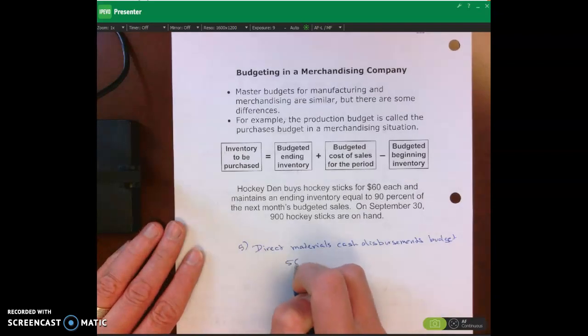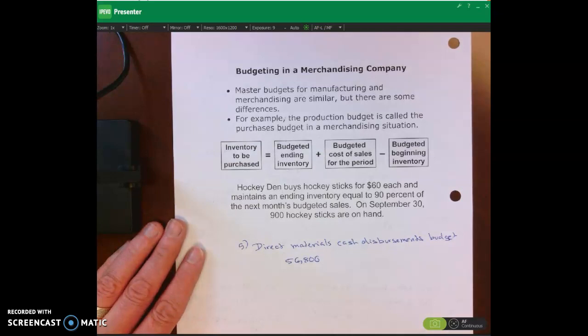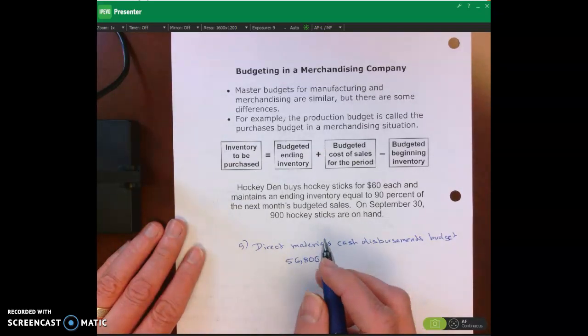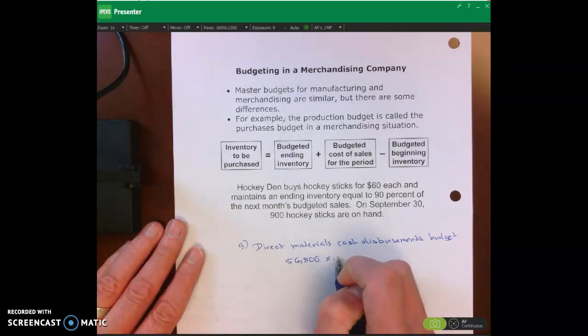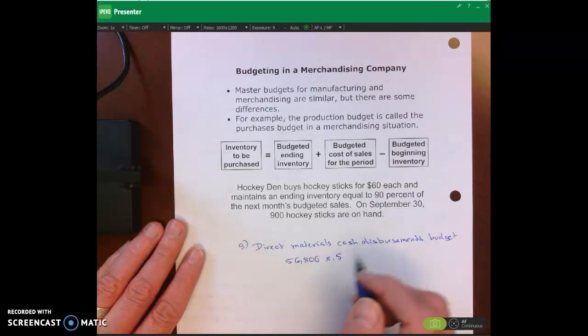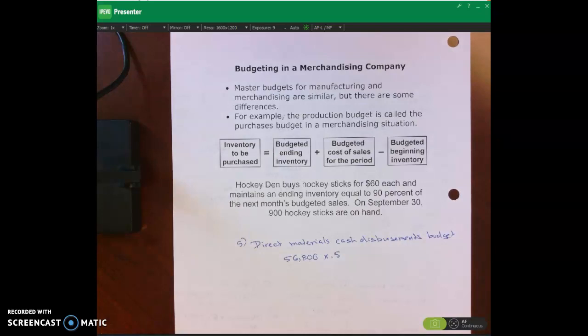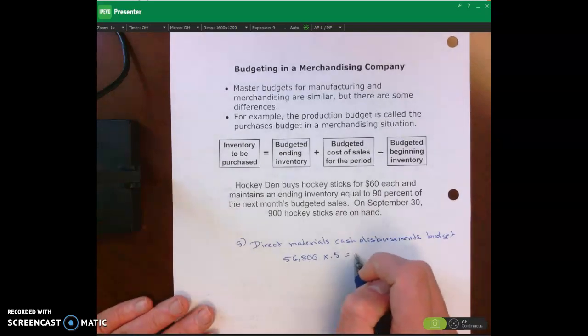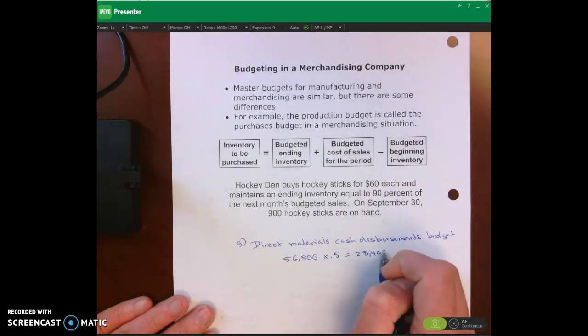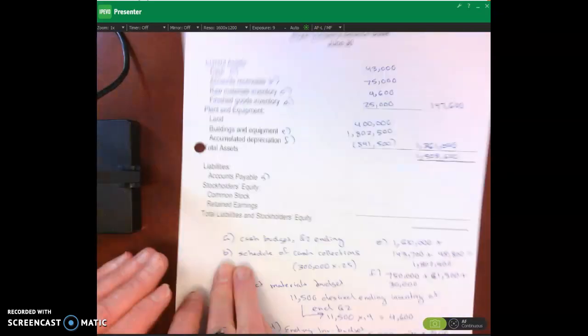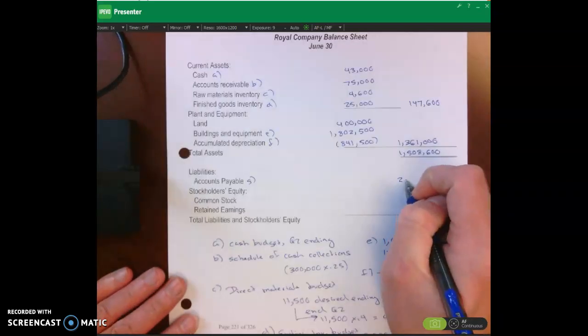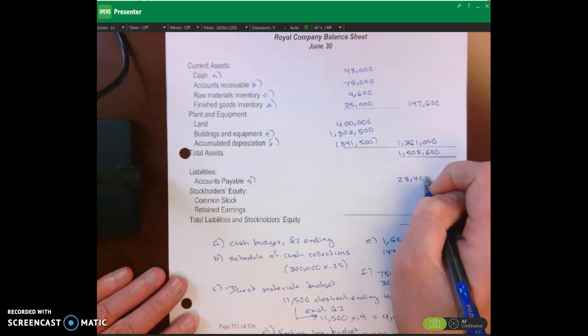Okay, so remember what we had. We were going to buy $56,000 worth of direct materials, and that was in June. And then we paid for half of it in June and half in the next month. So our outstanding accounts payable, as we talked about in that budget, is equal to our $28,400, which is right over here. Okay?